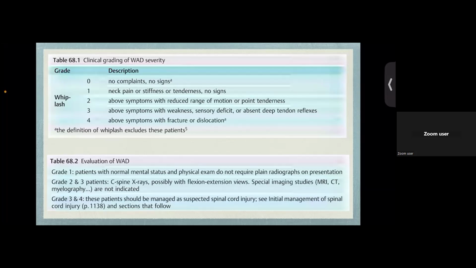The special imaging such as MRI, CT, myelography are not indicated in these patients. From grades 3 and 4, these patients should be managed as a suspected spinal cord injury, given the nature of their clinical presentation. And you should treat them accordingly as a spinal cord injury, which we will go into a little later. So, the treatment of whiplash-associated disorders.